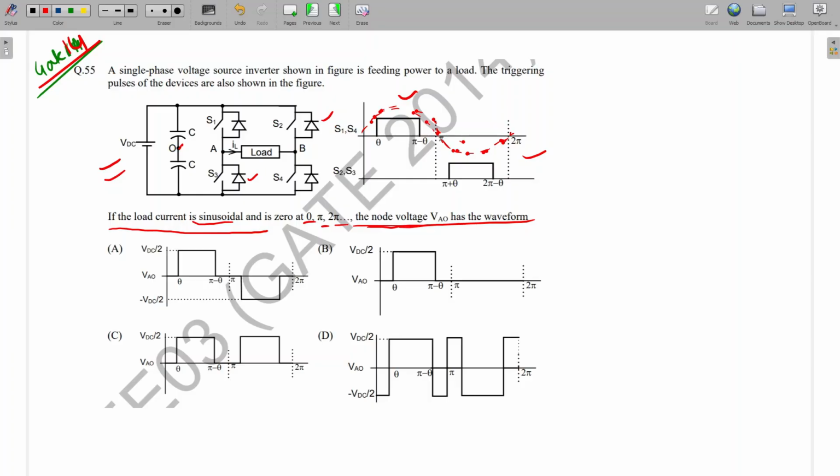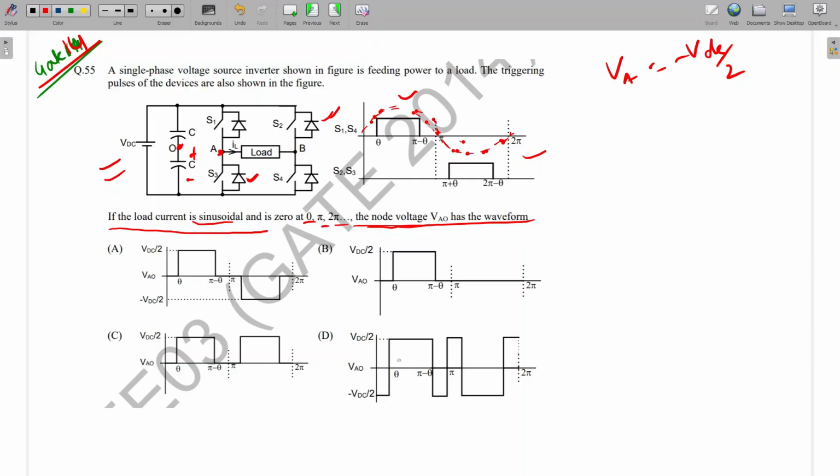Our switches 1 and 4 are not conducting. For 0 to theta, switches 1 and 4 are not conducting, but the current is in the positive direction. So which will take care of it? This diode, and this diode will take care of this current. So the current will flow in this direction. Okay. So if we see with respect to A to O, what will be the voltage? This plus and minus VDC by 2. So this minus will come at A and plus. So VA will be minus VDC by 2 for 0 to theta. Is it correct?